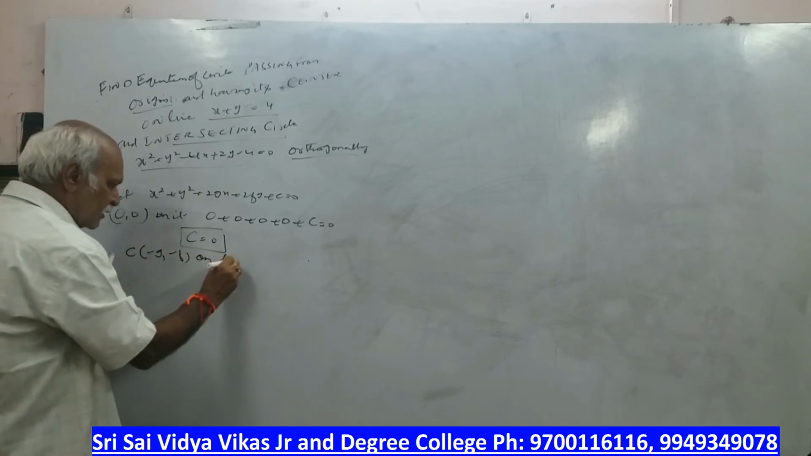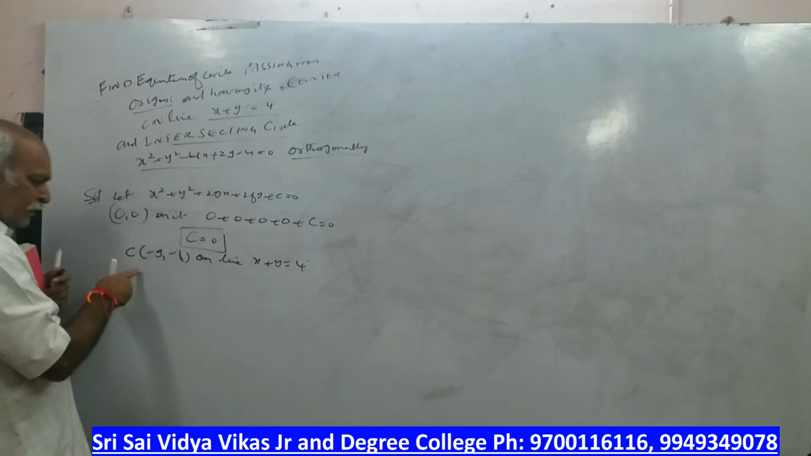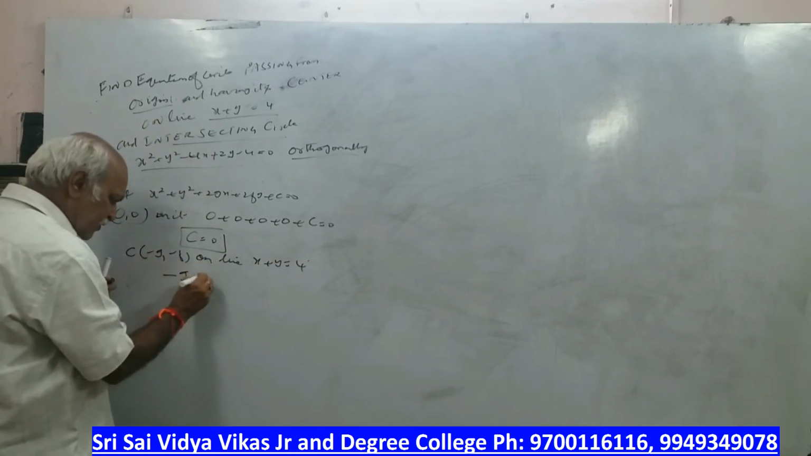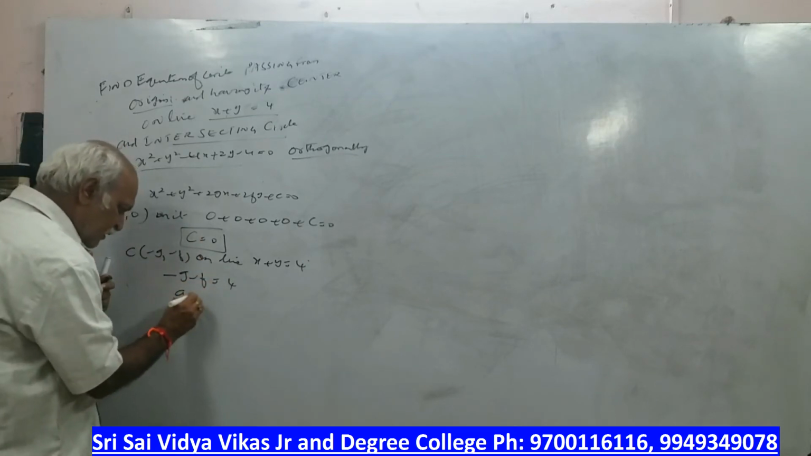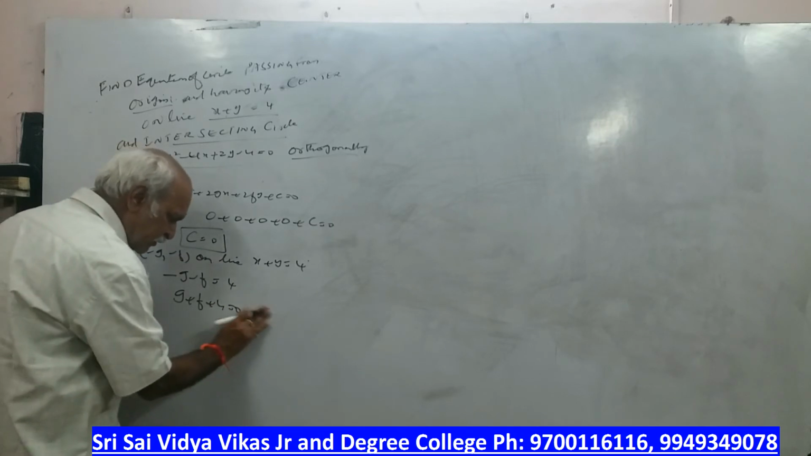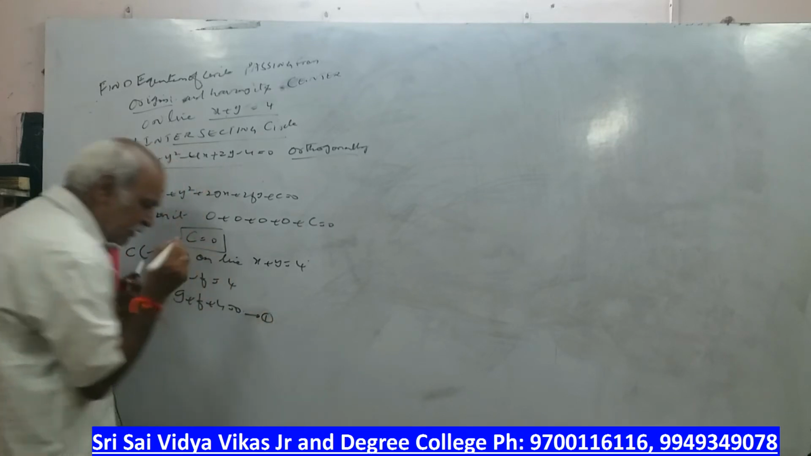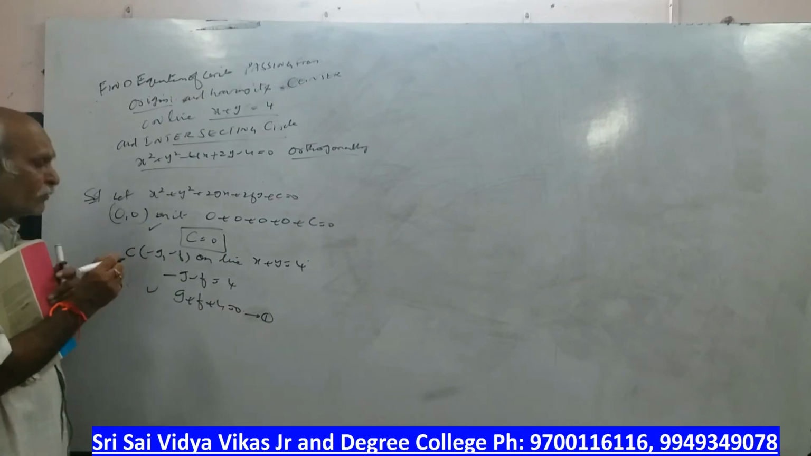On the line x plus y is equal to 4. First I am putting the center, means what? Minus g, minus f. Bring the term this side: g plus f plus 4 is equal to 0. We call it the first equation. So with the point we got one condition, and with the center we got one more condition.